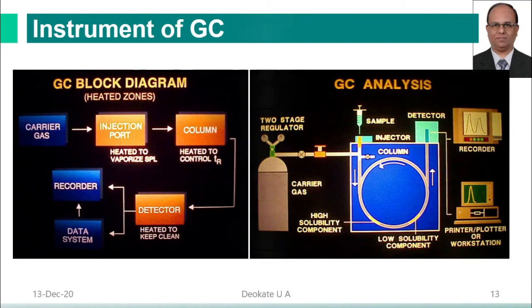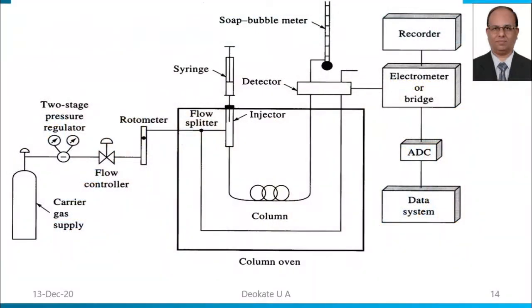The schematic representation shown here includes the carrier gas supply, which is in compressed gas cylinders, or we can have gas generators. Then there is a two-stage pressure regulator, which will regulate the pressure of the system and show the gas which is there in the cylinder. Flow controls maintain the flow in the appropriate ratio. Then a rotameter measures the flow rate of the gases which is flowing.